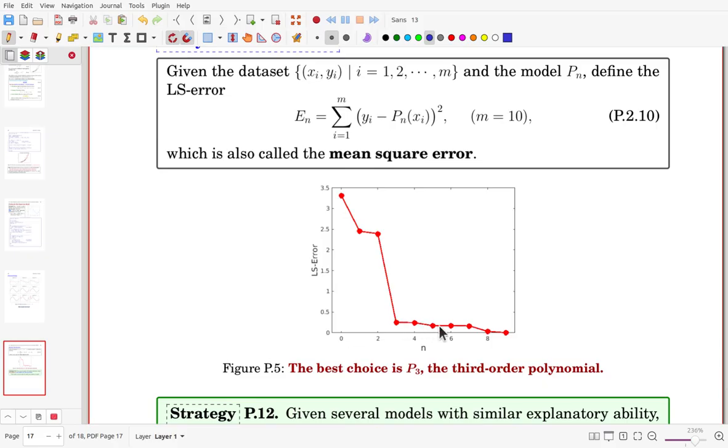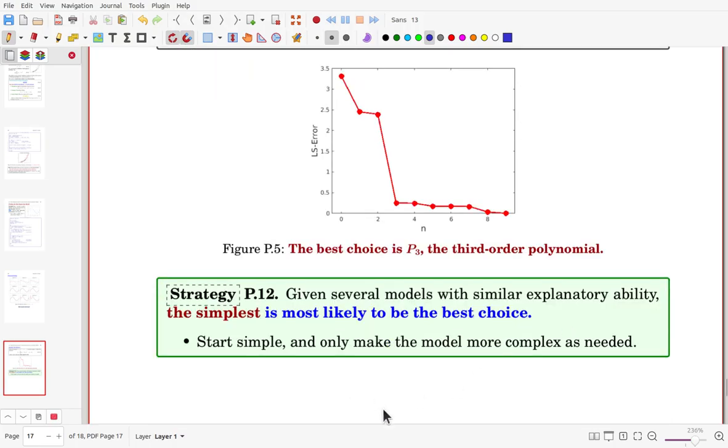It should be, once you choose n, the degree of polynomial, larger, then the error becomes smaller. However, up to this point it is rapidly going down and then slows down, and then at the last moment, the error must be 0. Okay, this is the profile of the mean square error.